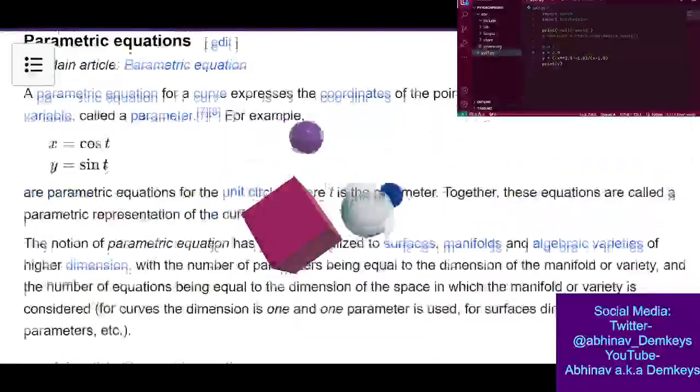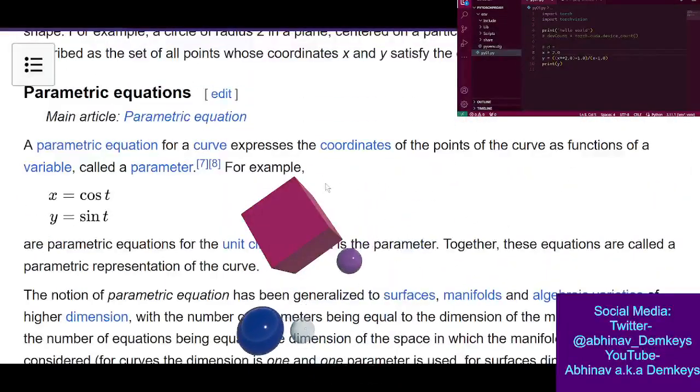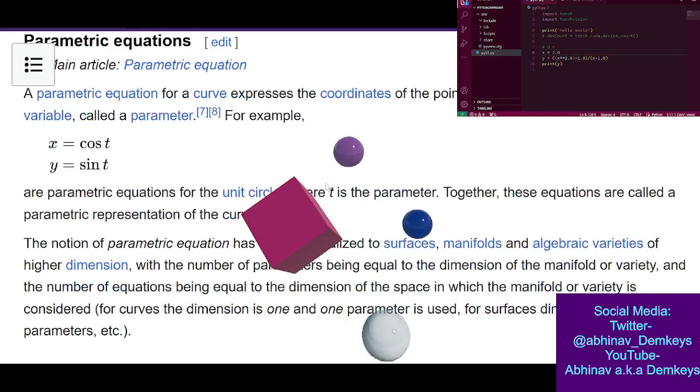I need to look into this. A parametric equation for a curve expresses the coordinates of the points of the curve as functions of a variable called a parameter. For example, so and so are parametric equations for the unit circle where t is the parameter. Together, these equations are called a parametric representation of the curve.